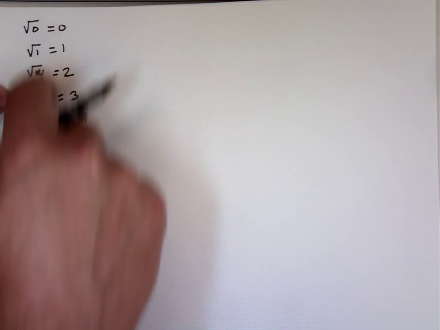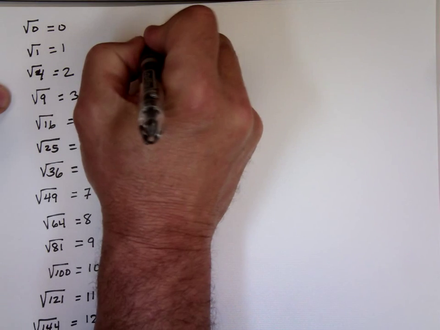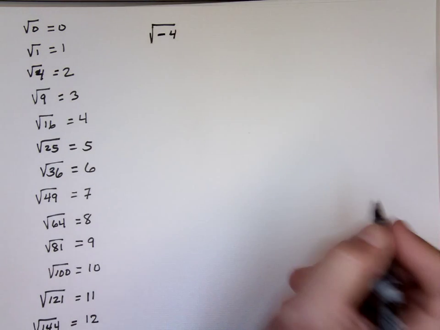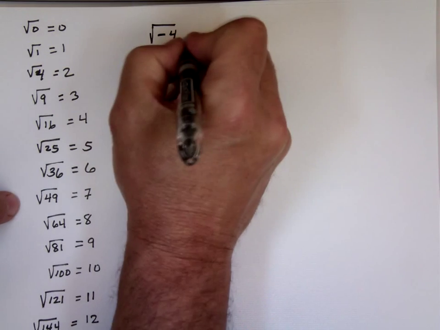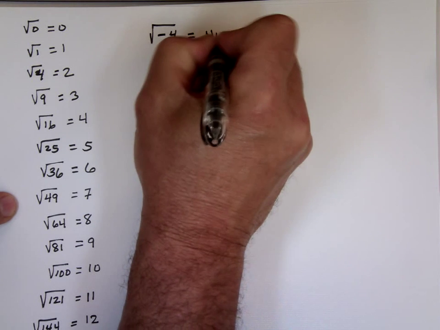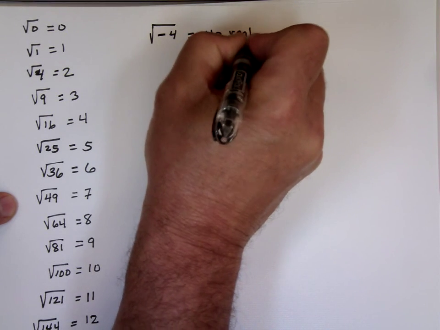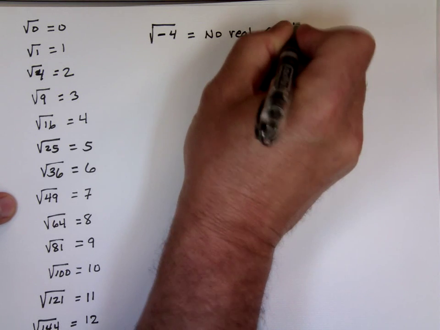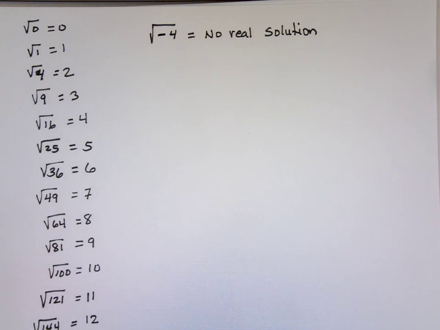Notice all these numbers are non-negative numbers. What happens if I come in and say, what is the square root of minus 4? The answer to that is no real solution. Down the road, as you take more math classes, we'll say there's an imaginary solution. But for now, there's no real solution. It can't be done. If I just have a basic calculator and I try that in, it will probably give me an error.